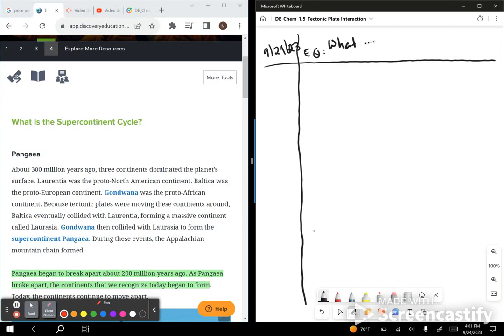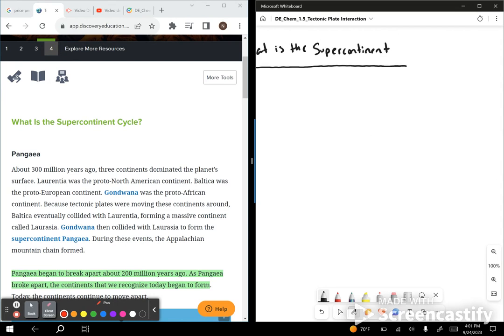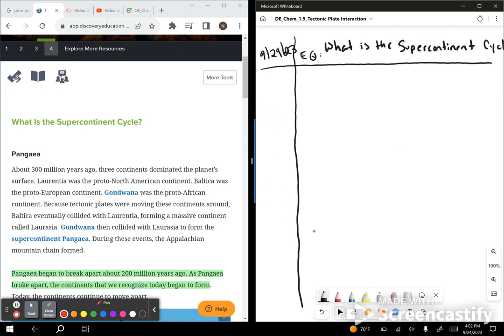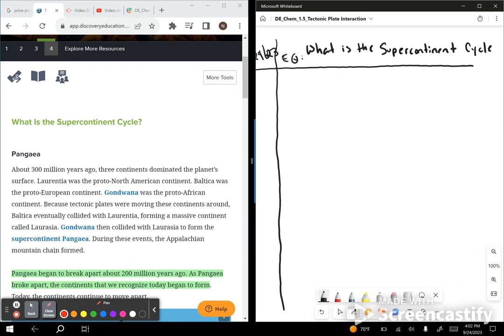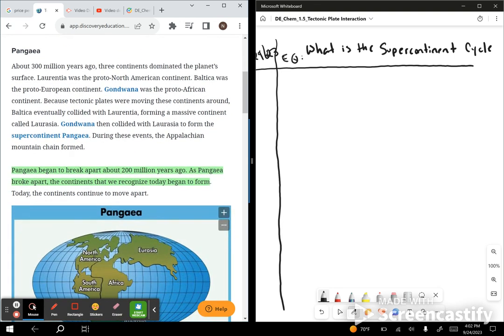Our essential question: what is the supercontinent cycle? Think Pangea, if you will, right? A supercontinent, when all the continents are mushed together. If we take a look at our text, we can see that they kind of give us an introduction. They talk about Pangea.